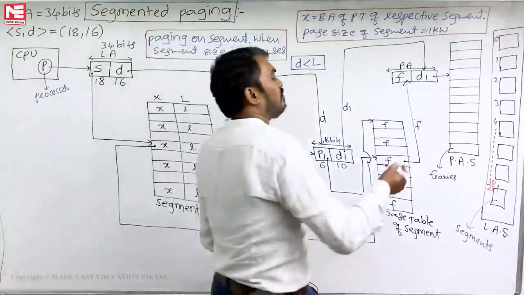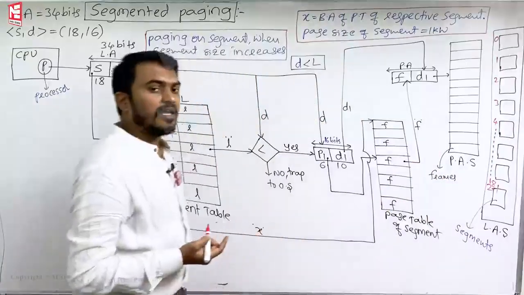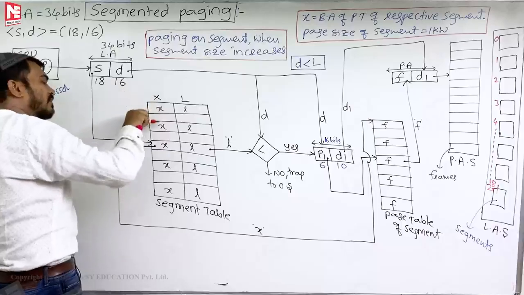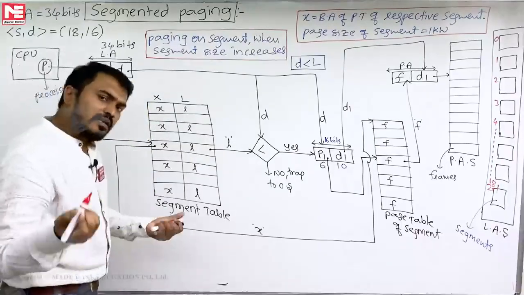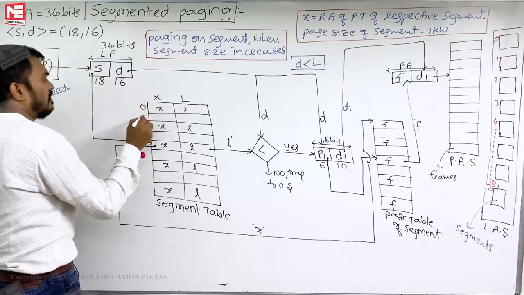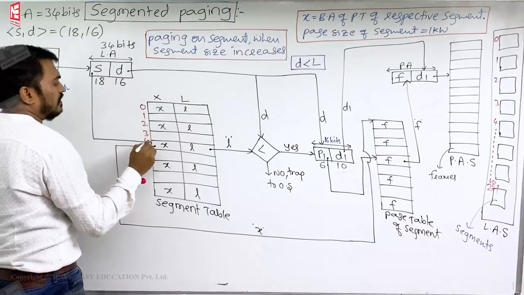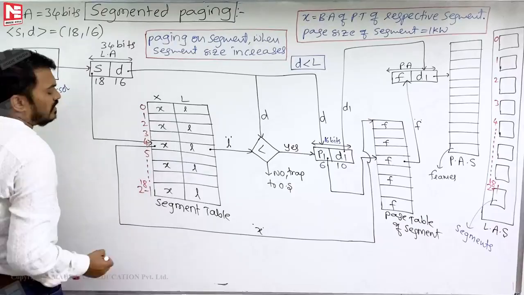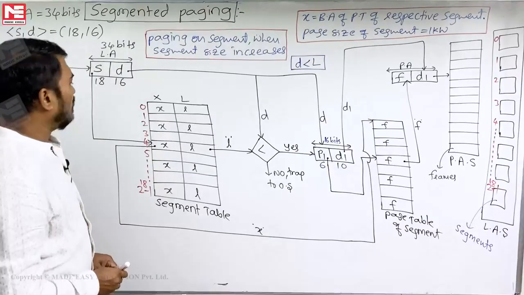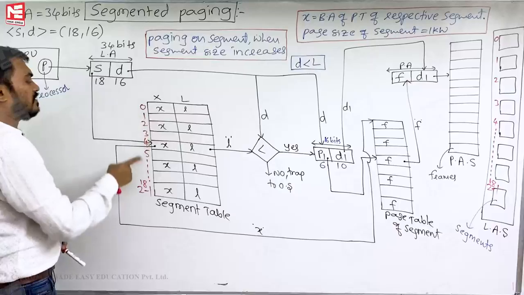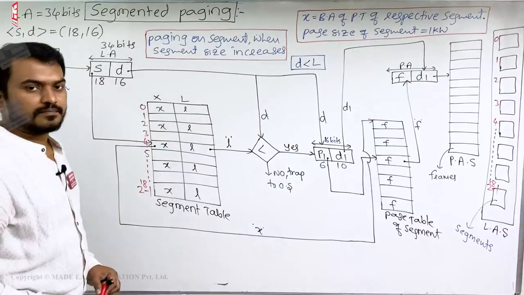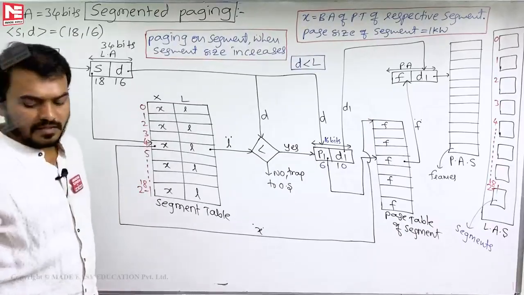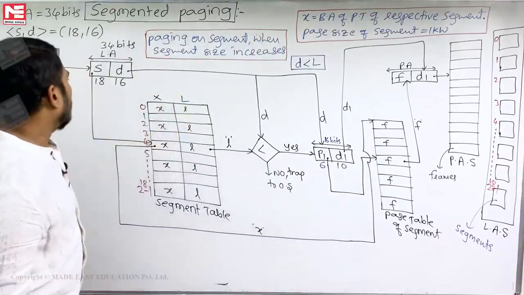If you have a total of 2 power 18 segments, then how many entries will the segment table have? 2 power 18 entries. So entries 0, 1, 2, 3, 4, 5, like this from 0 to 2 power 18 minus 1, will be there in the segment table. Please copy this also: the segment table will have 2 power 18 entries.